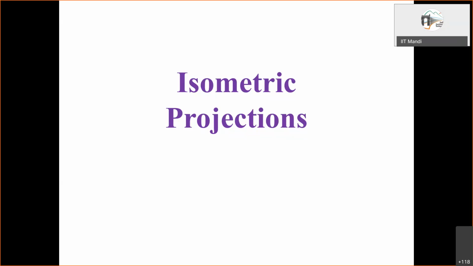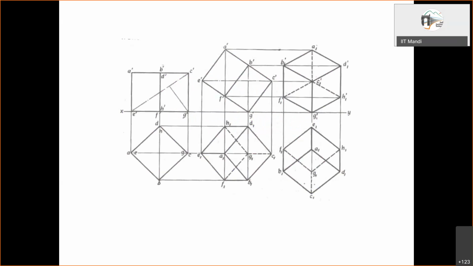For pictorial drawings, there are say two, three different possibilities. This is one of them, but we'll restrict our discussion only to this one, that is the isometric projection. Now, before we go ahead in detail with this, let us have a look at this slide. In this slide, you see that the projections of a cube in a particular orientation have been obtained.